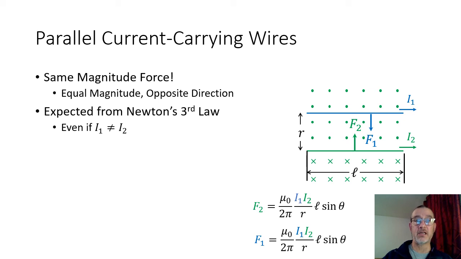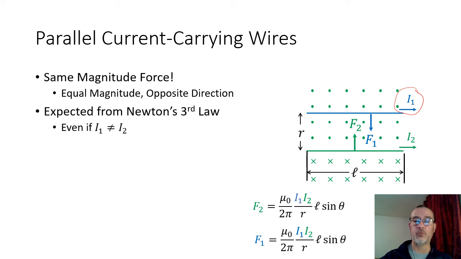We should have expected that the force on both of the wires is going to be the same because of Newton's third law. But this is even the case if I1 and I2 are not the same as each other. Think about it. If I1 was very large, then it's going to be generating a very large field near I2. So I2 will feel a strong force because of the large field generated by I1, even if I2 is small. Now I2 will generate a weaker field near I1, but that weaker field times the stronger current will again lead to a strong magnitude force.